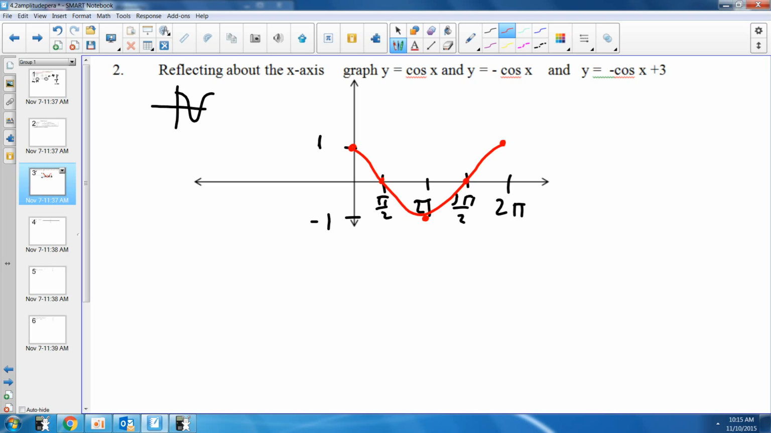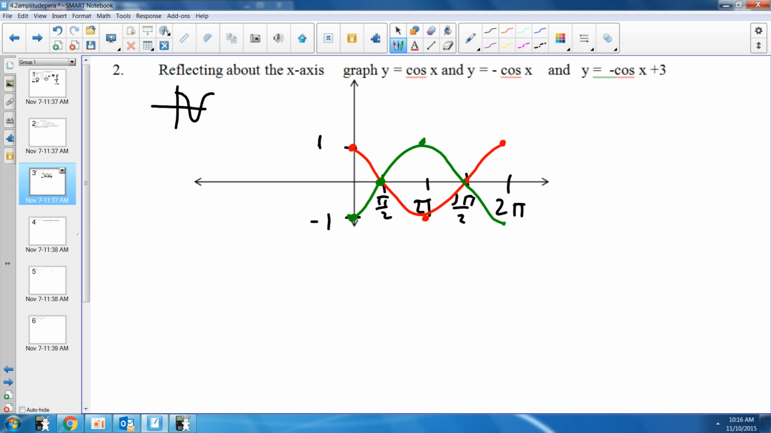So let's go back to here and notice that I want to reflect down because of the negative cosine x, so that means simply I'm going to just take my dots and reflect it about the x-axis. Just focusing on those dots, and then I want to connect the dots. I'm not making tables, I'm adjusting the y equals cosine x.